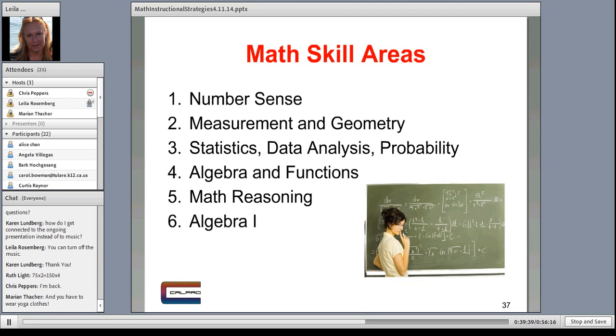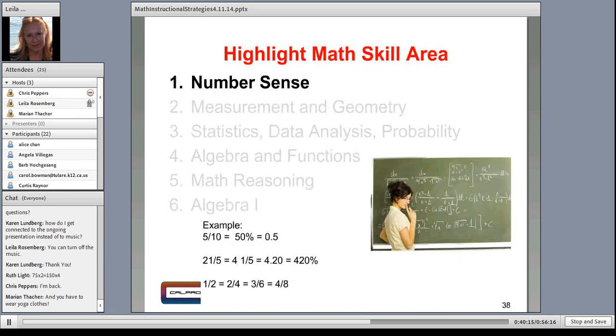In the community of practice, we spend a great deal of time looking at math skill areas that commonly appear on standardized tests such as the CASE and the GED. We give our participants plenty of hands-on time with different lessons addressing these areas. These areas are number sense, measurement and geometry, statistics, data analysis and probability, algebra and functions, math reasoning, and algebra.